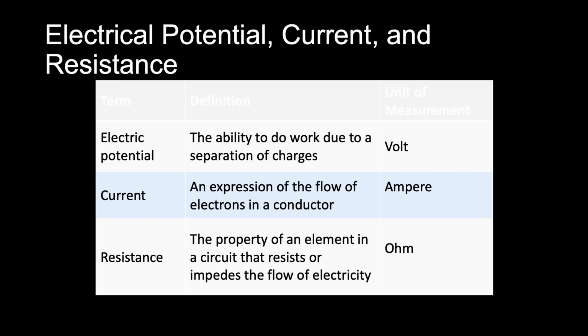Electric potential, current, and resistance are all expressions of different phenomena surrounding electricity. Electrical potential is the ability to do work due to a separation of charges, and the unit of measurement is the volt. Current is an expression of the flow of electrons in a conductor, and the unit of measurement is the ampere. And then resistance is that property of an element in a circuit that resists or impedes the flow of electricity, and the unit of measurement is the ohm.